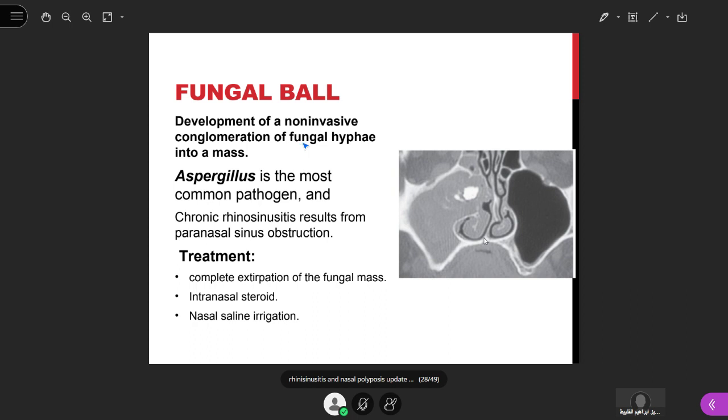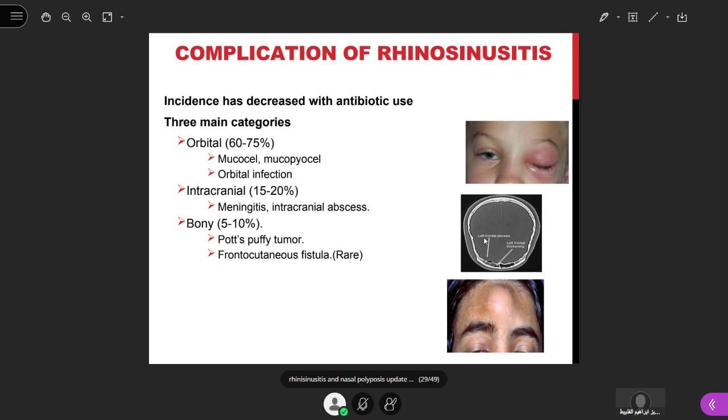So the fungal ball is development of non-invasive fungal hyphae into the mass, like this one. Aspergillus is the most common pathogen, usually happening in humid areas in older people. Because the body starts to fight this, it causes chronic rhinosinusitis that is leading to paranasal and nose obstructions. Treatment, you need to completely remove it, with intranasal steroid and nasal irrigation to clear all the sinus discharges.